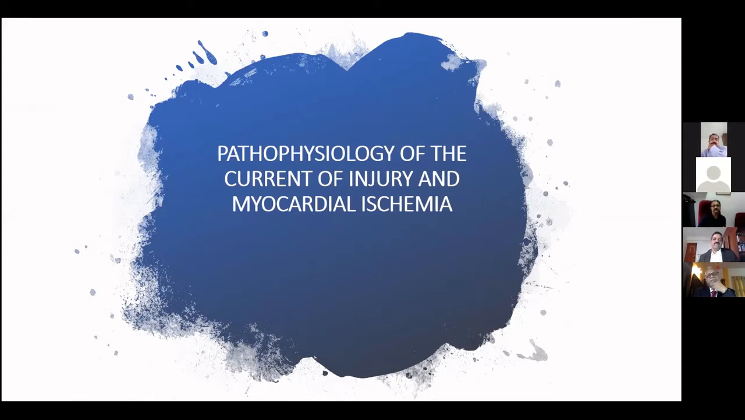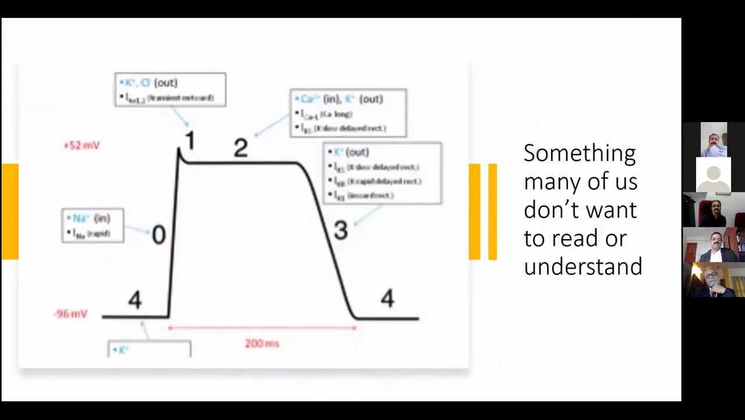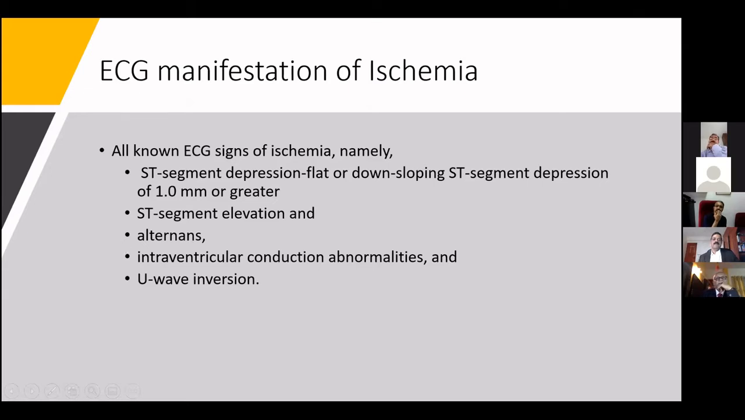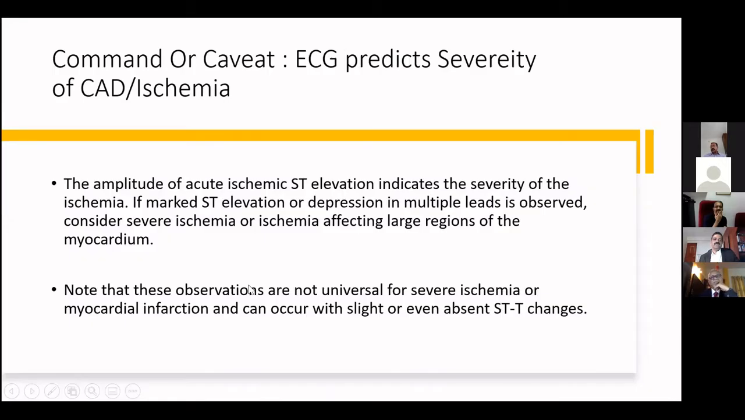So from the point of view of postgraduate students here, one more important thing would be the pathophysiology of ischemia. It would suffice to remember that we are talking about phase 2 and phase 4 as important aspects of changes in the ischemic myocardium, which produce all our ECG changes. I would not go in depth into the ECG manifestation of ischemia, which you are all aware of. When I say ischemia, I am also generically including infarction. So most common would be ST segment depression, ST segment elevation, alternans, intraventricular conduction and ventricular conduction abnormalities, and T-wave inversions.